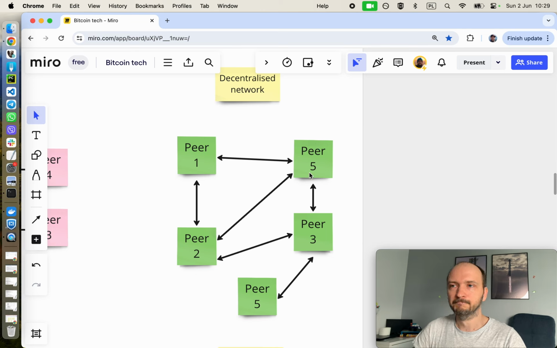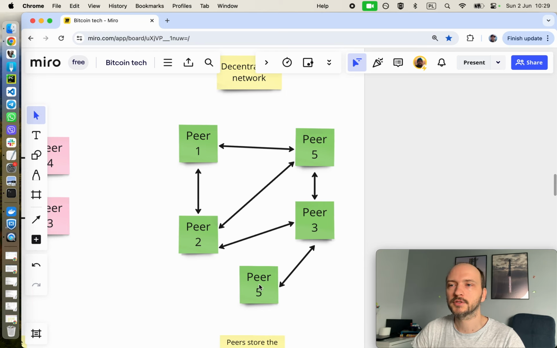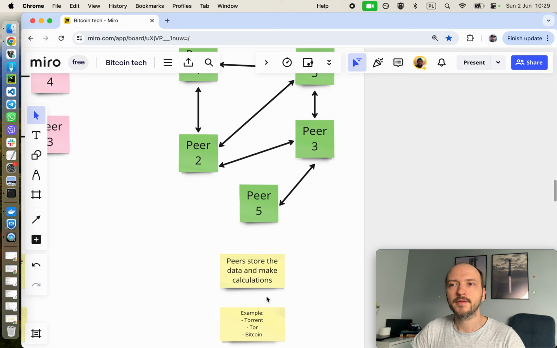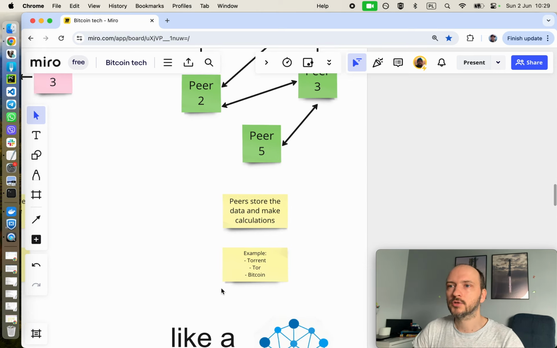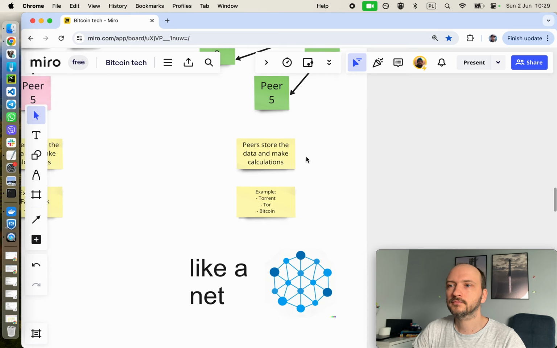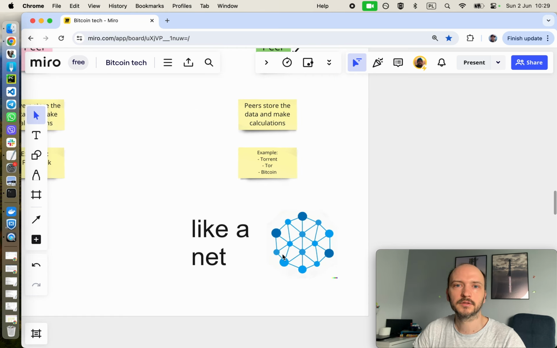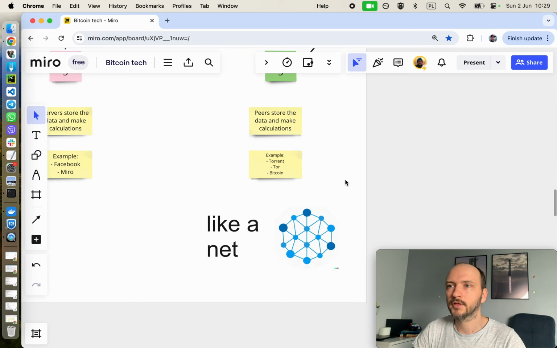So if one peer is just shut down, the network continues to operate because there are duplicating connections here, and peers work with each other directly. Peers make calculations in this case and store the data. Examples of such networks are torrent networks, the Tor browser, and Bitcoin is also a decentralized network. A metaphor for that is a net, or a network where nodes are connected to each other without a central component in the architecture.